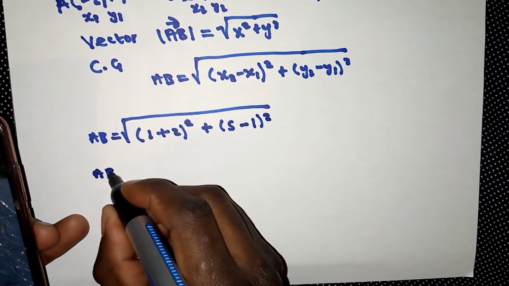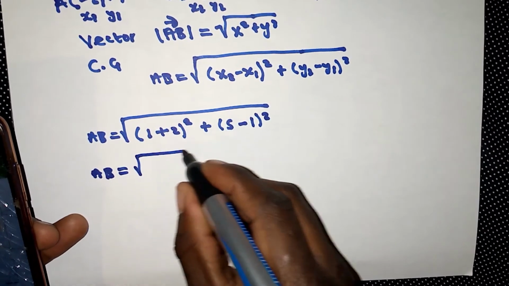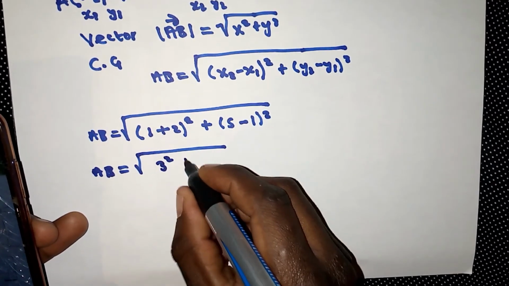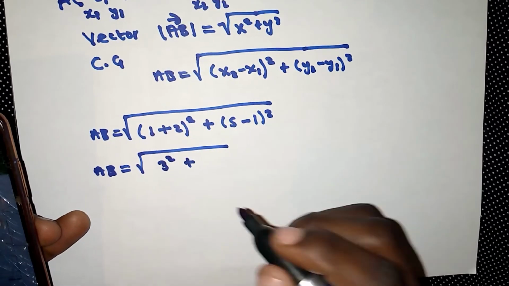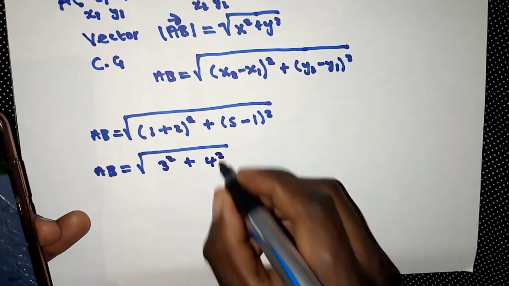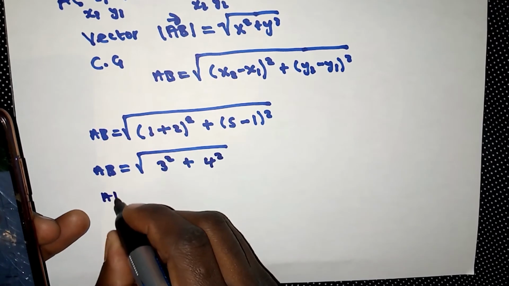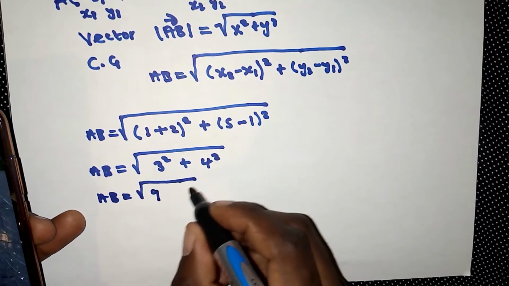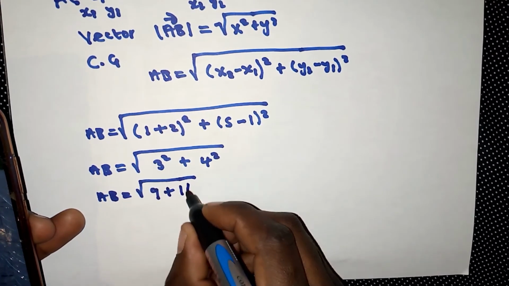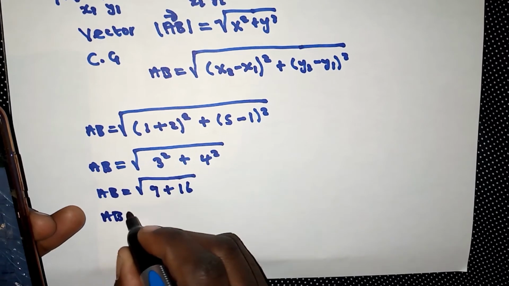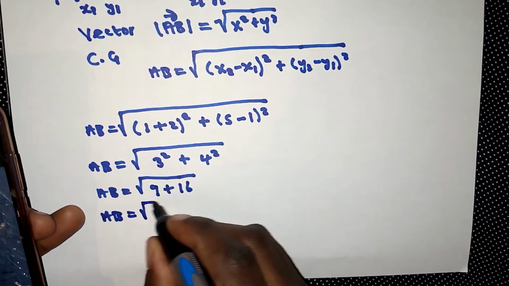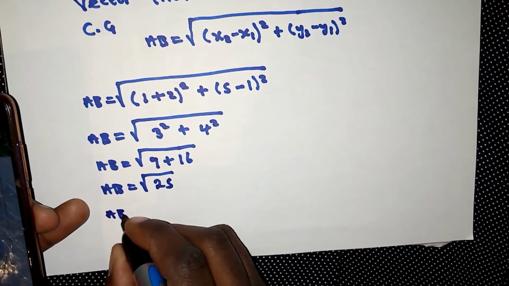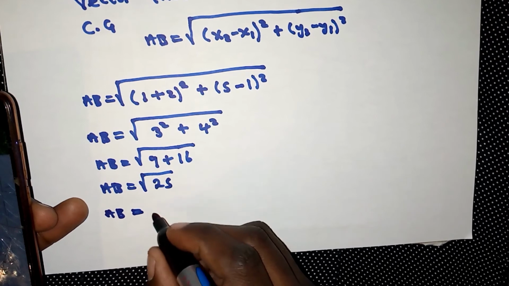Then you say AB is equal to the square root of 1 plus 2, which is 3. So you say 3 squared plus 5 minus 1, which is 4, right? Then you say 4 squared. AB is equal to the square root of 3 squared, we'll get 9, then for 4 squared, we'll get 16. You say AB is equal to the square root of 9 plus 16, we'll get 25. So now the final answer will be the square root of 25, which is 5.